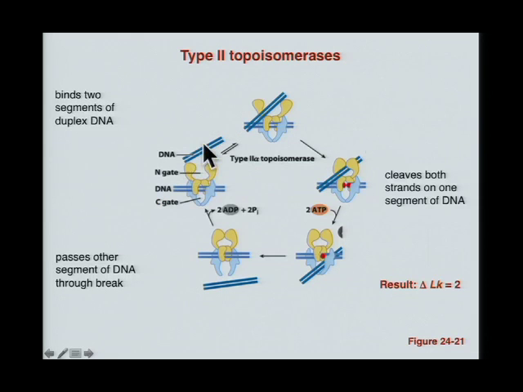is a different mechanism. You grab a duplex of DNA. You're actually grabbing both. So here's one duplex, here's another segment of duplex. They're obviously attached to each other outside of here. Then through ATP hydrolysis, you can actually introduce negative supercoils, or in the absence of ATP, this can also be used to relax either positive or negative supercoils. The way you do this is you break the duplex DNA, pass the other duplex through, and then reanneal the DNA and release.